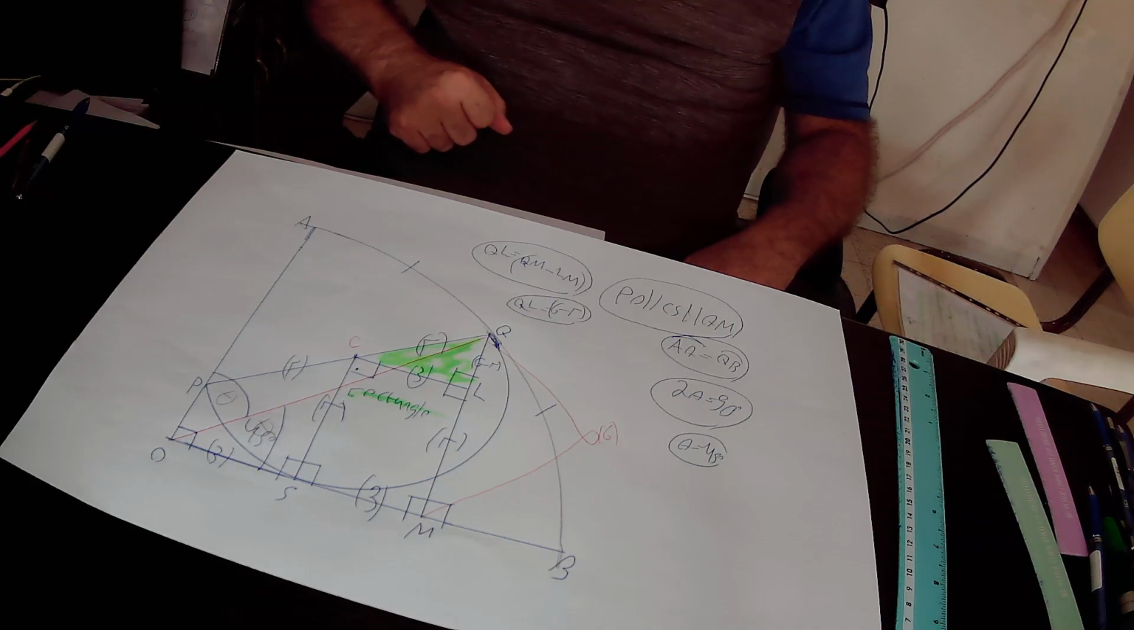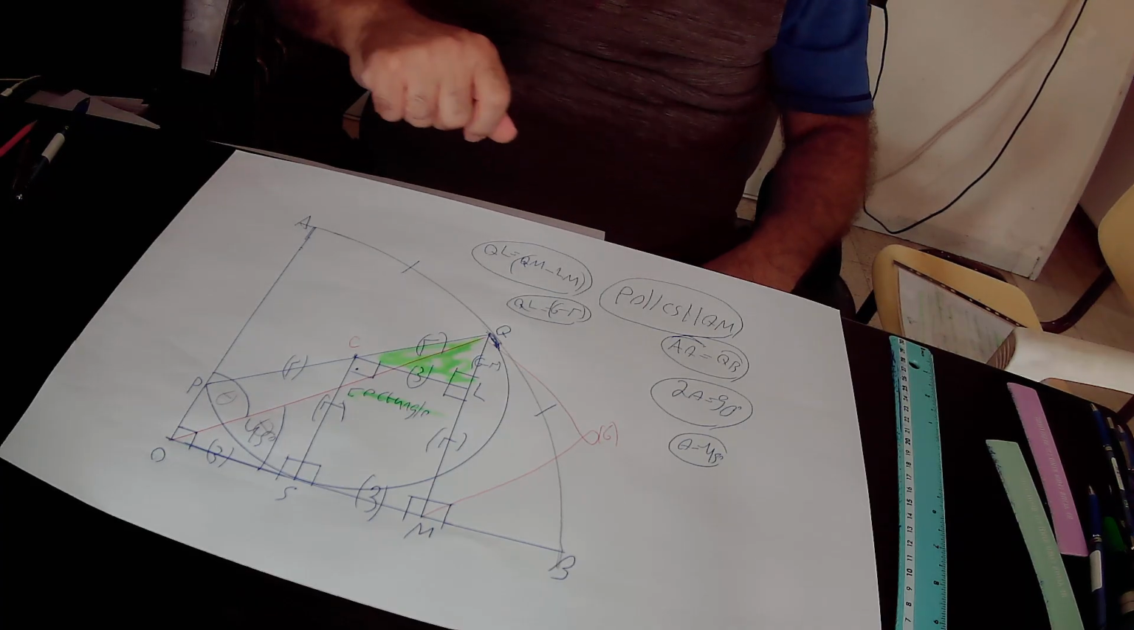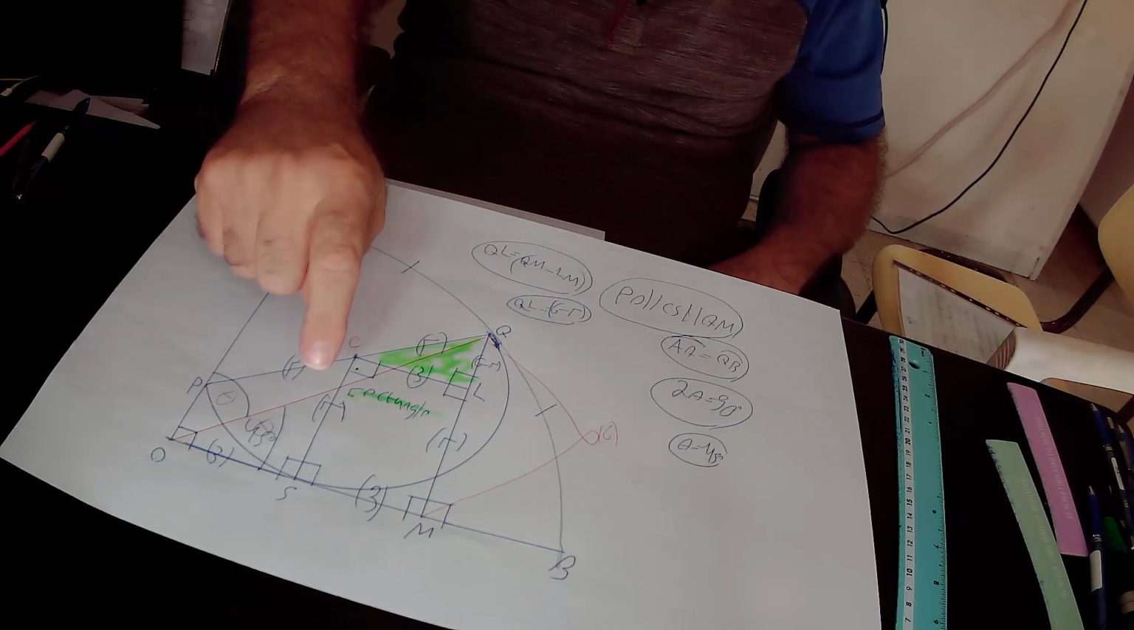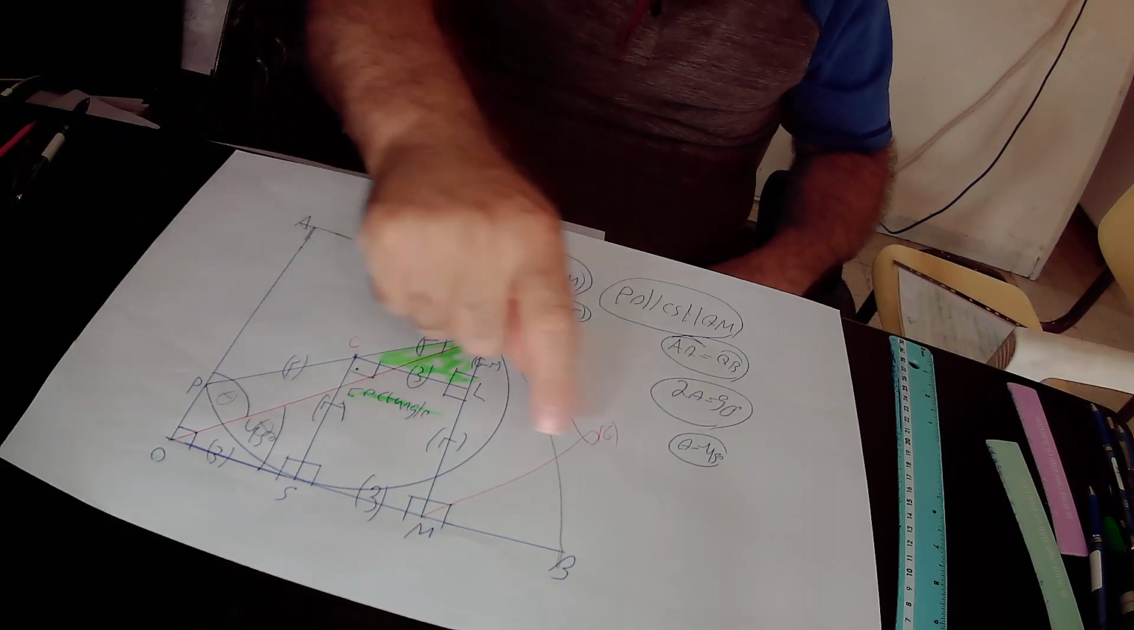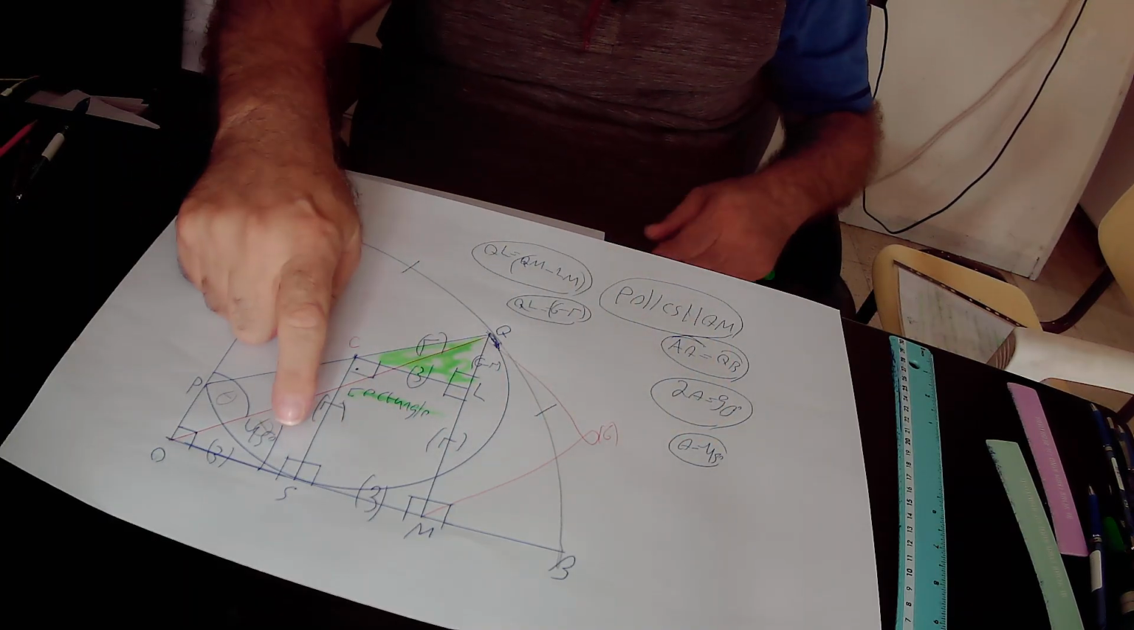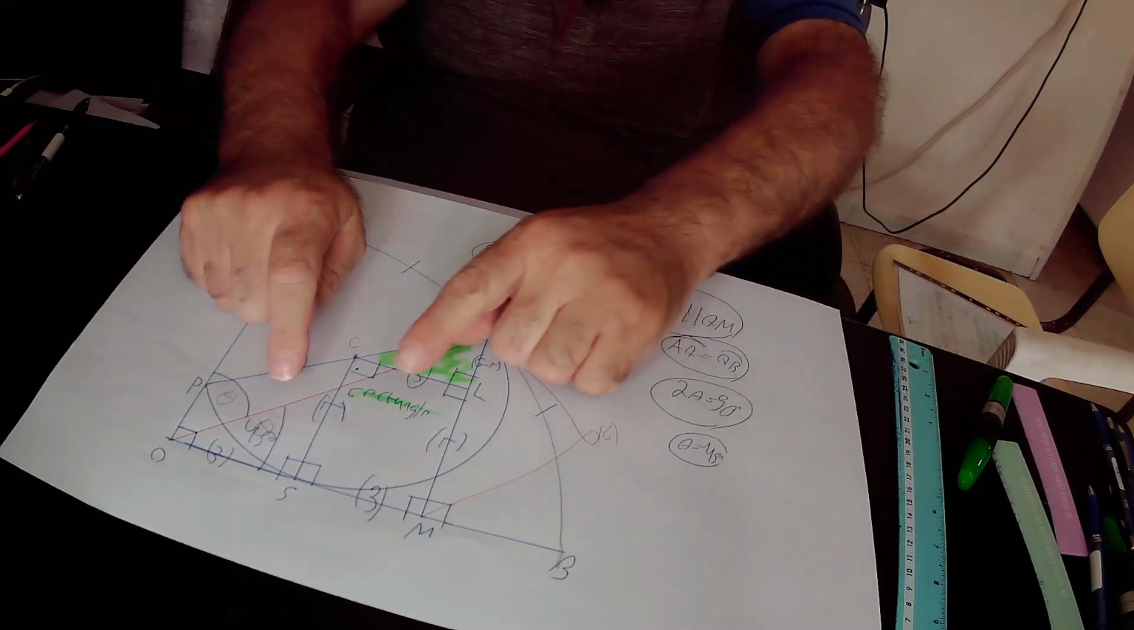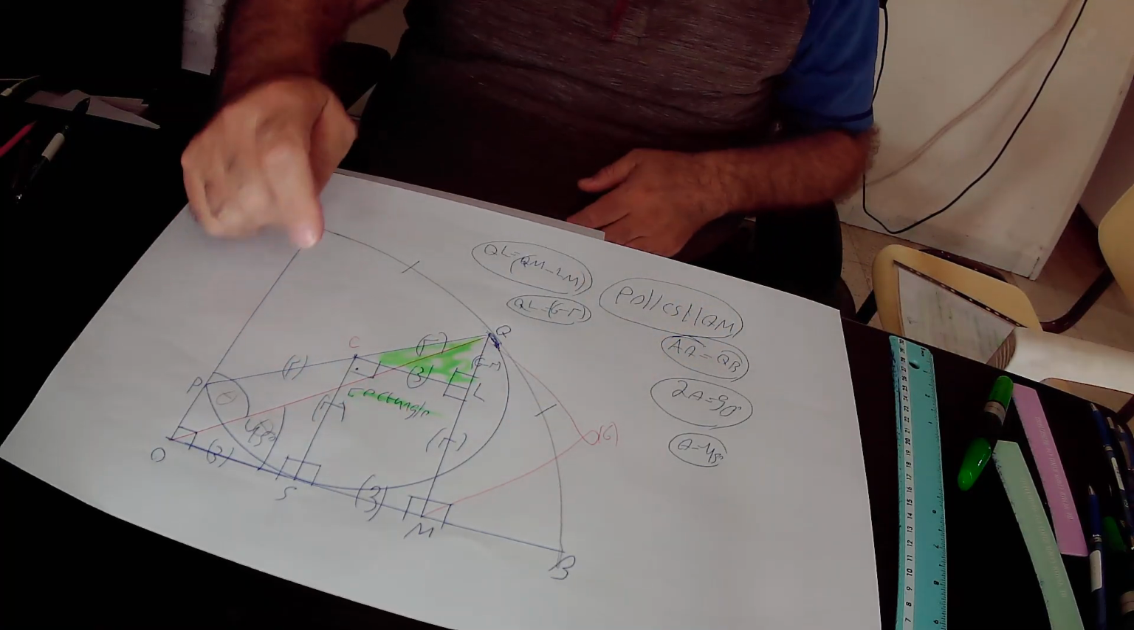And whenever a radius is drawn to the point of tangency, then the tangent OB will be perpendicular to the radius SC. If OB is perpendicular to SC, it means that this angle equals 90 degrees, and this angle also equals 90 degrees according to rule 1.